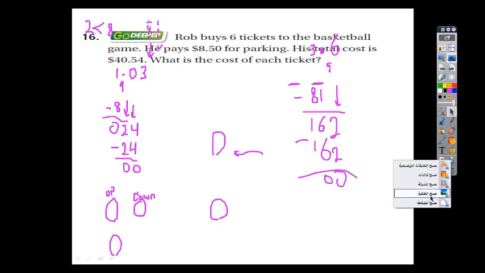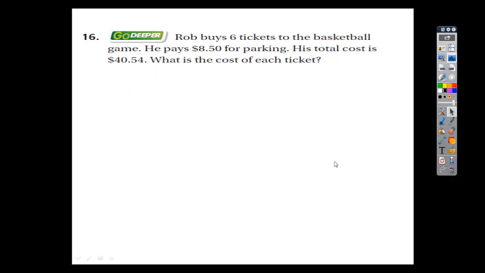Okay, number 16. Rob buys 6 tickets to the basketball game. He paid only $8.50 for the parking, and his total cost is $40.54. What is the cost of each ticket?